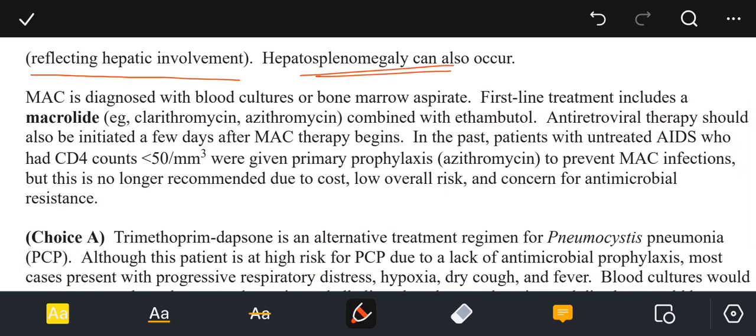The MAC, or Mycobacterium avium intracellulare complex, is diagnosed with blood cultures or bone marrow aspirate. First line treatment includes a macrolide, for example clarithromycin or azithromycin, combined with ethambutol. Antiretroviral therapy should also be initiated a few days after the MAC therapy begins. In the past, patients with untreated AIDS who had CD4 count of less than 50 per millimeter cube were given primary prophylaxis with azithromycin to prevent MAC infections, but it is no longer recommended due to its cost, low overall risk, and concern of antimicrobial resistance.